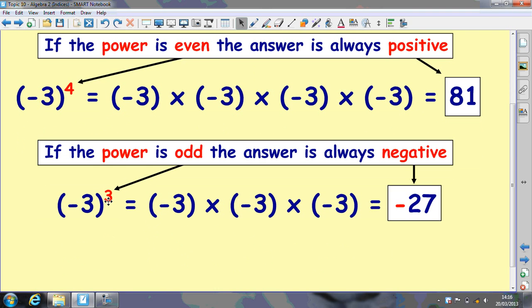Same idea, if it's an odd number in the power, then the answer is going to be a negative number. So you could just do 3 cubed, 3 times 3 times 3 is 27, and because there's an odd number up here, it'd be a negative 27. That's when dealing with negative numbers in the wee brackets.